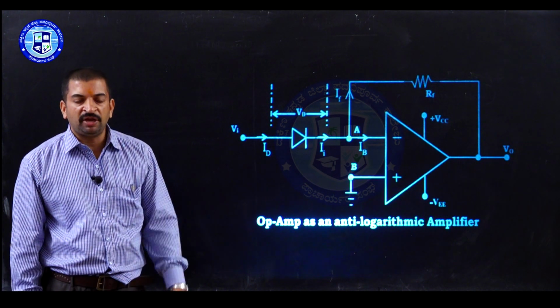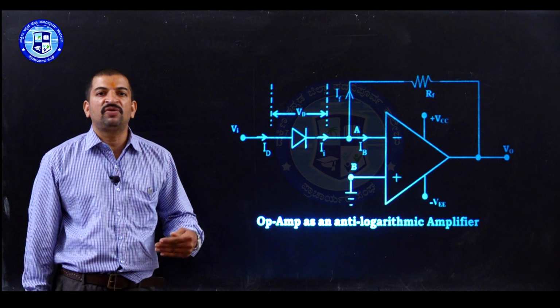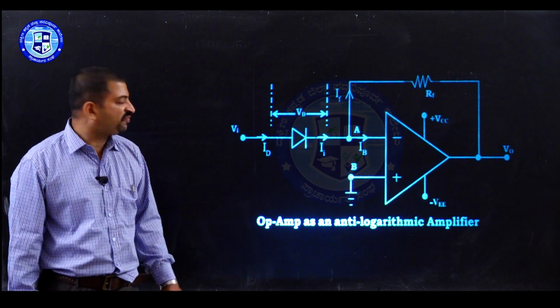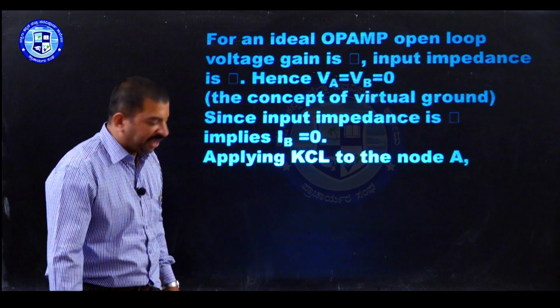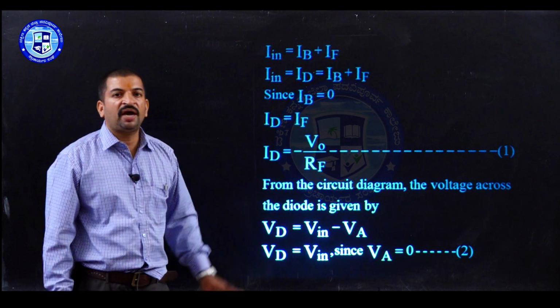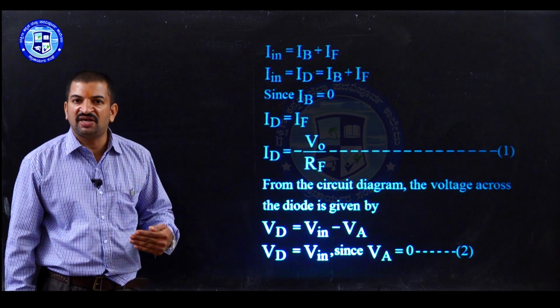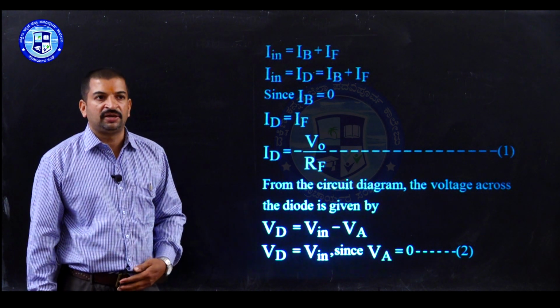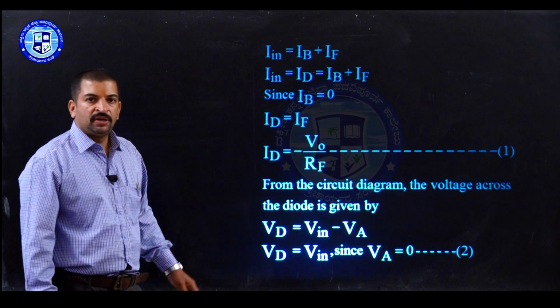Since the input impedance of the op-amp is infinity, no current flows into the input terminal of the op-amp. Therefore, we can write Ib equal to 0. Therefore, the equation now becomes Id equal to If. Id is the current flowing through the semiconductor diode, and If is the current flowing through the feedback resistor.